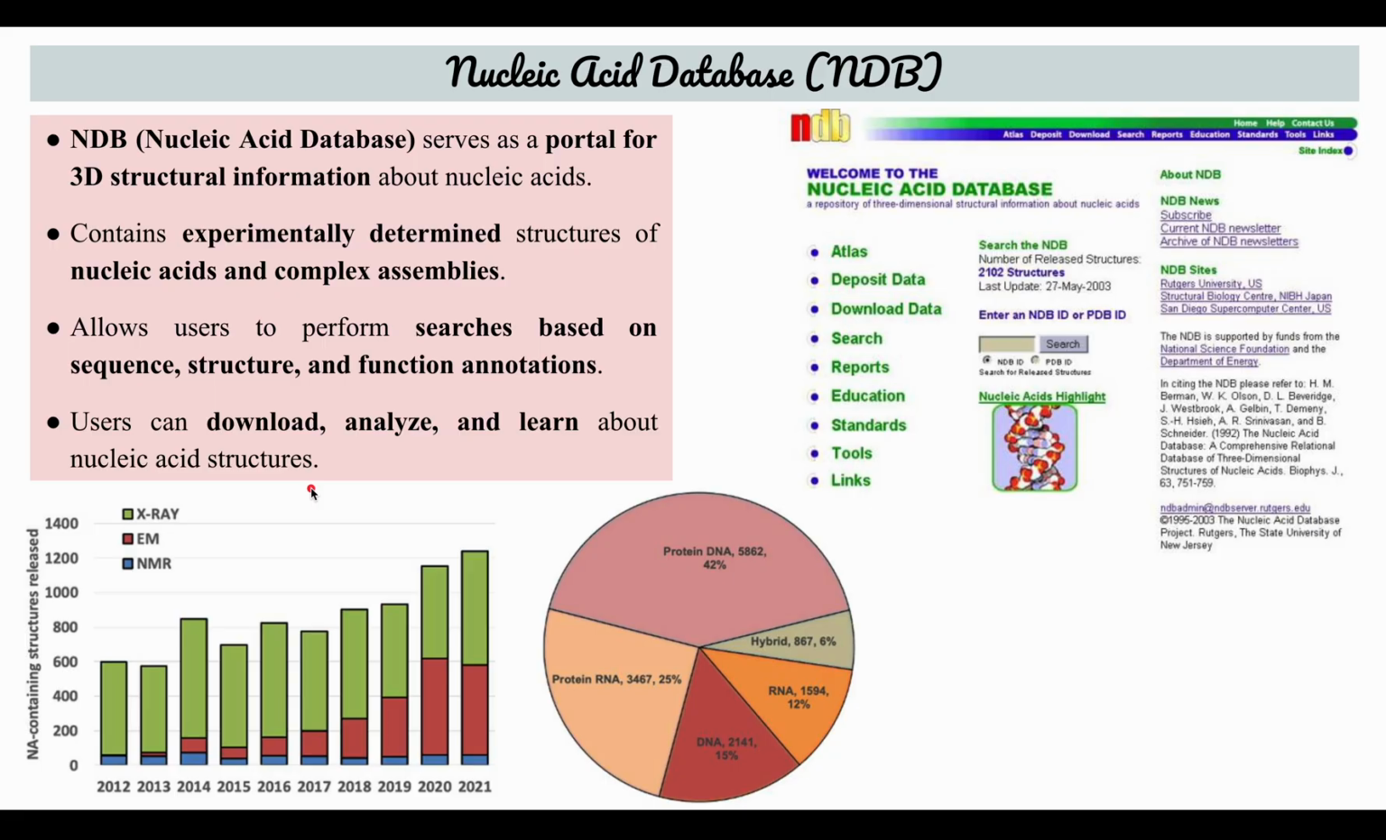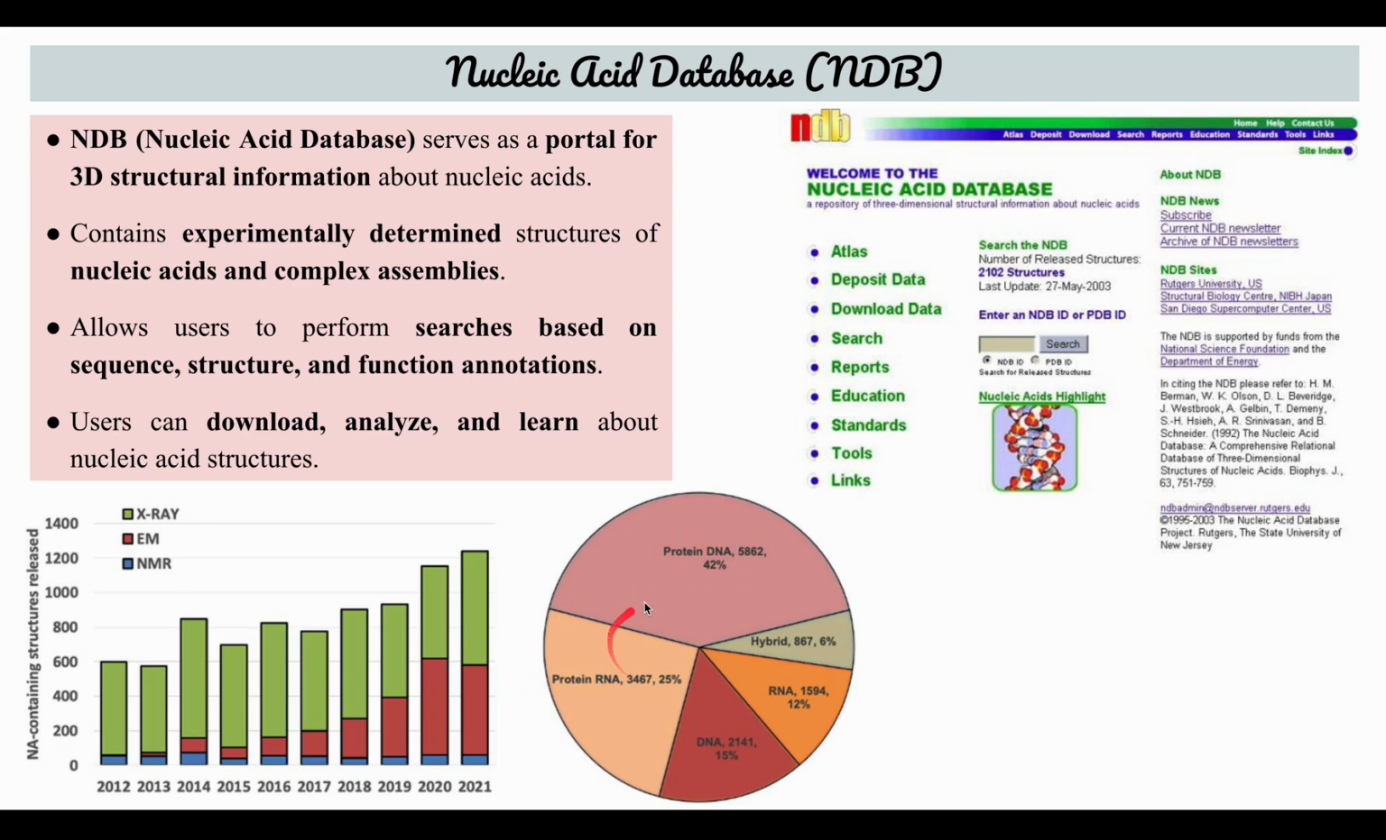In this case, the nucleic acid structures are determined by different methods: X-ray, EM and NMR. If we compare all these methods from 2012 to 2021, we can see how electron microscopy has made major contributions. From 2013 its number of contributions has increased. Earlier it was only X-ray crystallography which was the major contributor, but now EM is contributing nearly the same as X-ray crystallography to the nucleic acid structures.